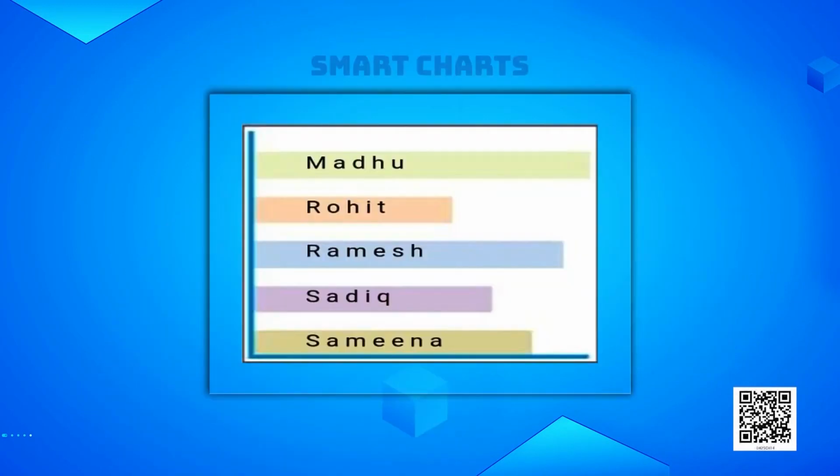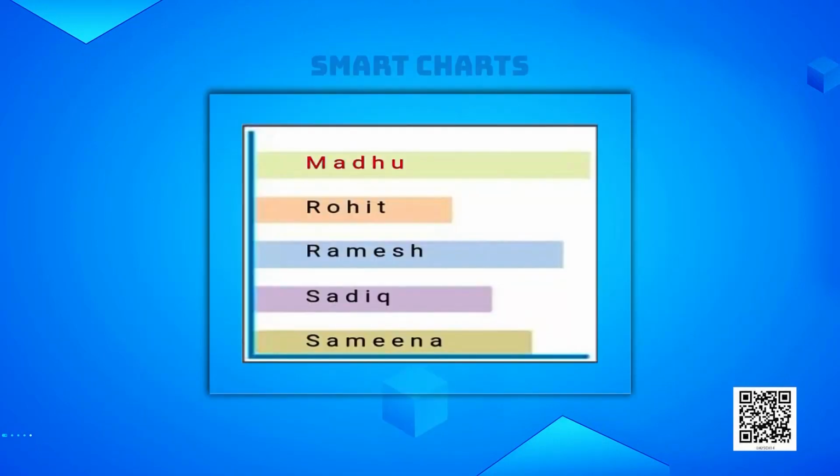Here, our friend Fatima had done such an activity. In fact, she wrote each of her friends' names on the paper strips to identify them. Have a look at that. Fatima had written her friends' names such as Madhu, Rohit, Ramesh, Sadiq and Samina. Students, Fatima used a scale to measure the length of a strip. She found that Madhu has the biggest head and Rohit has the smallest head. Similarly, you can also measure the strips and find who has the biggest head and the smallest one.